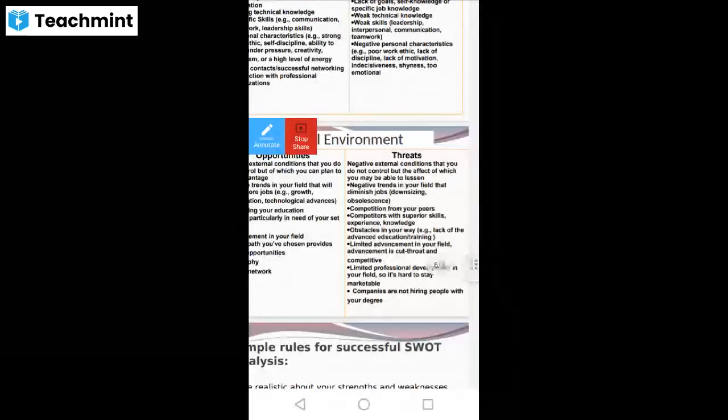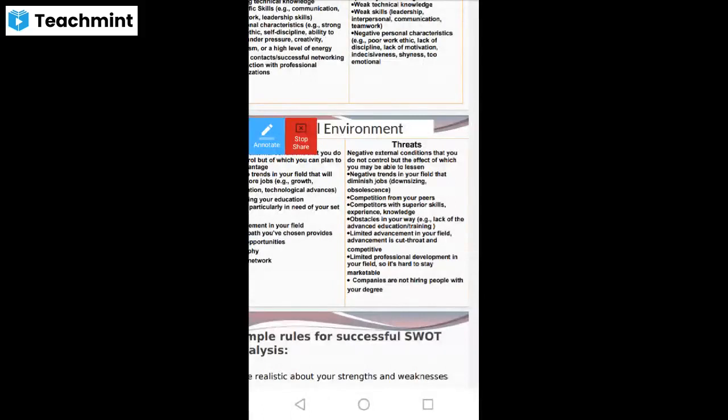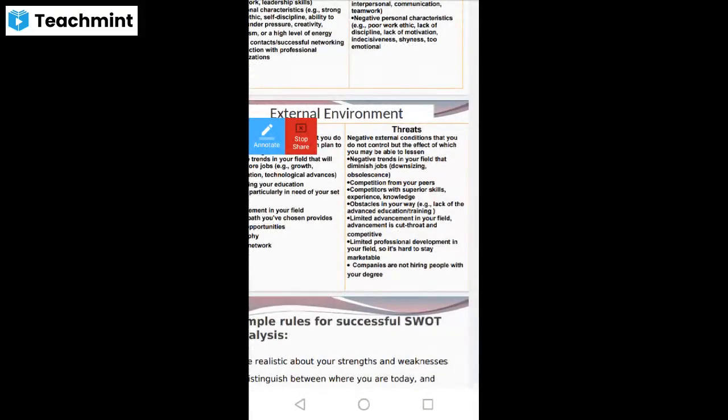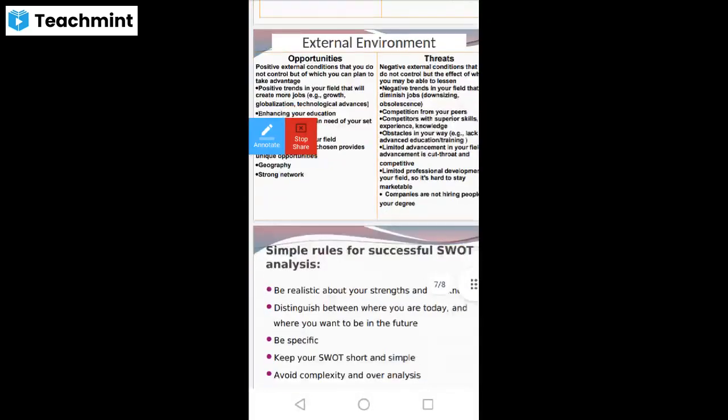Now we look at the threats, or what we call challenges. Negative external conditions that you do not control, but the effect of which you may be able to lessen. Negative trends in your field that diminish jobs, competition from your peers, competitors with superior skills, experience and knowledge, obstacles in your way, lack of advanced education or training, limited advancement in your field. Advancement is cutthroat and competitive, limited professional development in your field. So it is hard to be marketable. Companies are not hiring people with your degree.